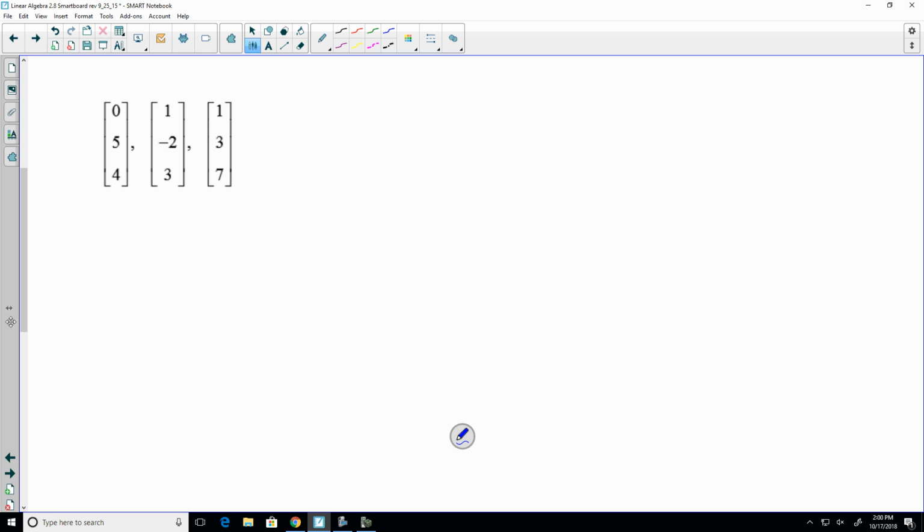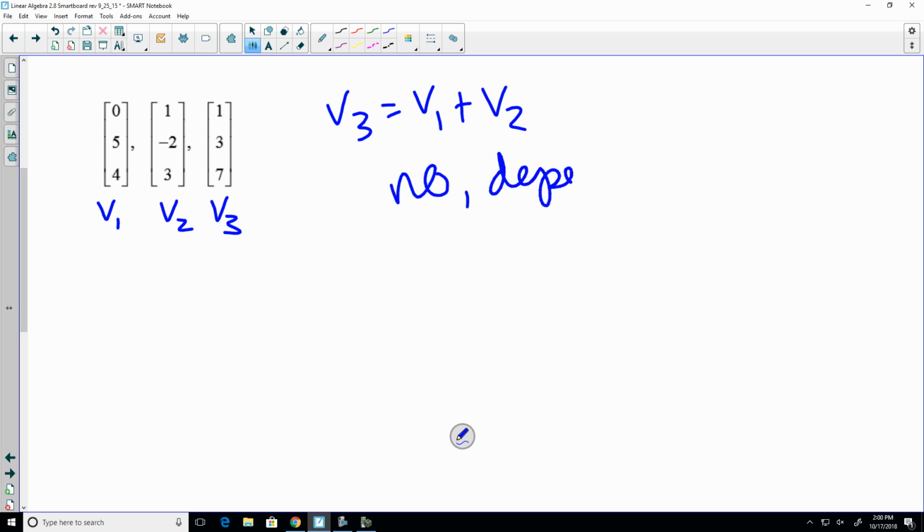All right. Well, we'll say this is vector 1, this is vector 2, this is vector 3. So vector 3 is vector 1 plus vector 2, right? So vector 3 is a linear combination of the other two. So these are dependent. So this is no. They're dependent vectors.